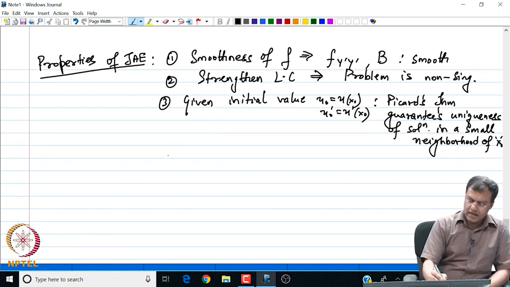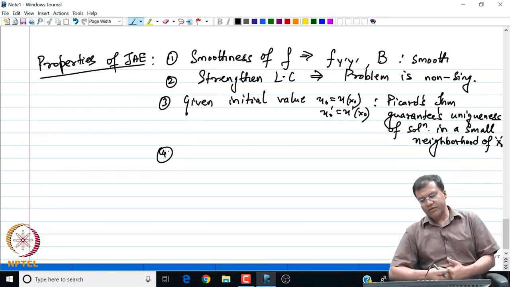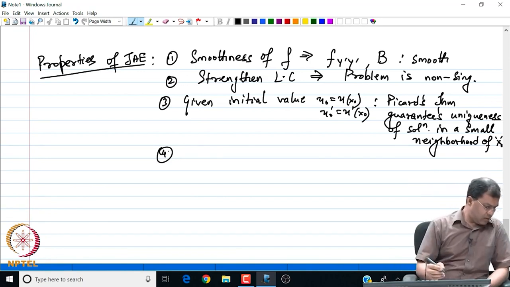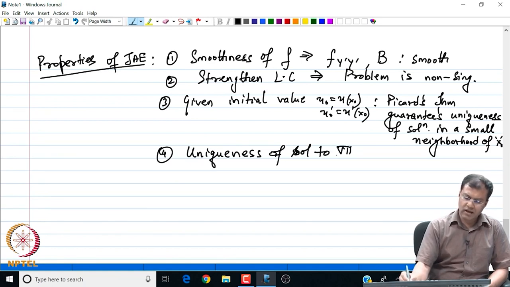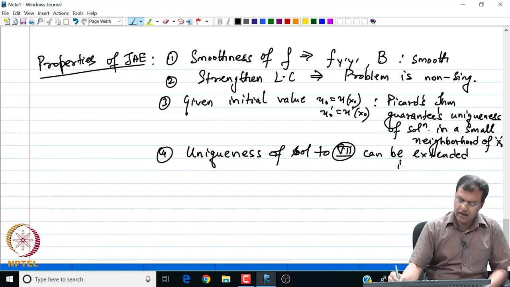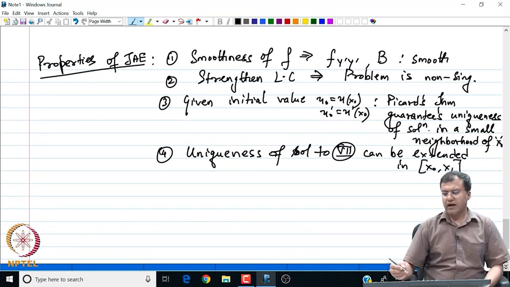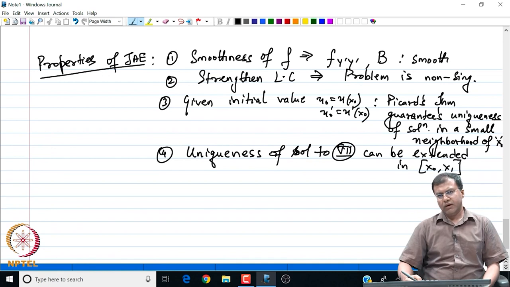Moreover, it turns out that since the solution is smooth, I can extend this uniqueness in a small neighborhood around the point x0 to the entire interval x0 to x1. So the uniqueness of the solution to our equation 7 can be extended to the entire interval x0 to x1 via the standard arguments of continuity as well as continuous differentiability of the solution. The solution will be continuous because the coefficients of the ODE are continuously differentiable.